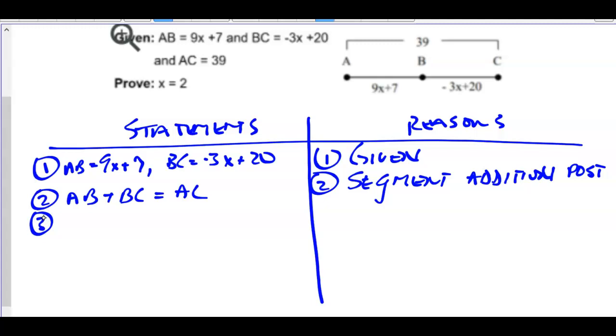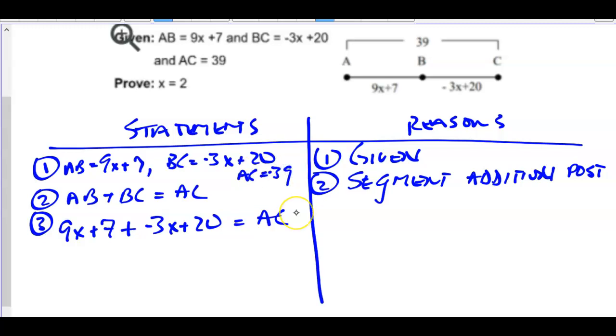All right, step 3. Hey, we can do a little substitution. We know what AB is. We know what BC is. So we go AB, 9x plus 7. I'm substituting in the right spot, so you have to be careful. Negative 3x plus 20 equals AC. Okay, and now we have to prove, I'm sorry, AC is equal to 39. I'll just throw that up there, and I'll put in a 39 here. That was confusing for me because that's all given. All right, so that is substitution.